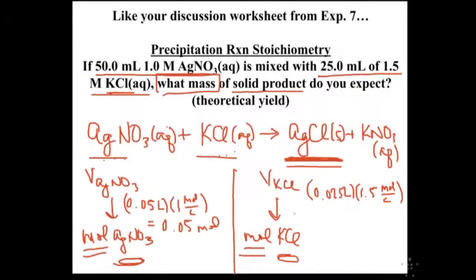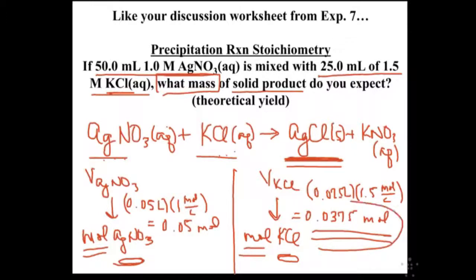So out of that, I only get 0.0375 moles. So which one is my limiting reactant, my KCl or my silver nitrate? Well, I'm going to run out of KCl first, potassium chloride. So clearly in this reaction, the potassium chloride is going to be my limiting reactant.